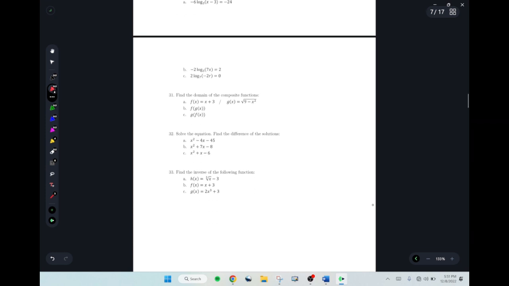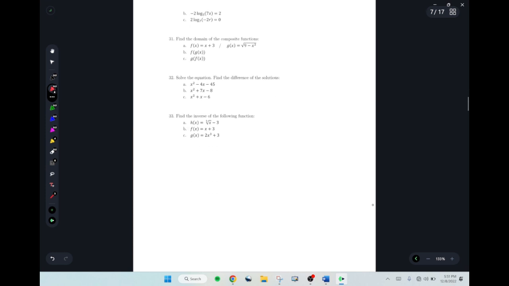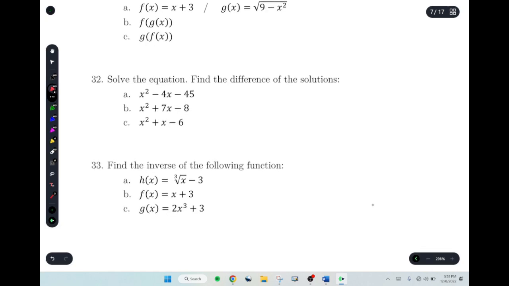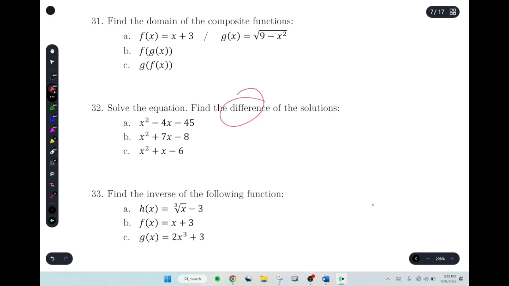What else we got? Okay, let's see. I just saw this, so I want to point this out. This is kind of a trick question. 32 is kind of tricky. Solve the equation and find the difference of the solutions. So what does solve mean? Basically, solve for x. And how many x's are there usually for a parabola? So then what does that other thing mean? You subtract. It's kind of weird, but it's there for a reason. I didn't make up the problem.